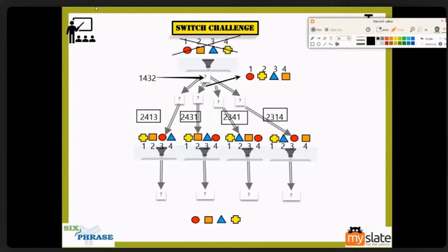going to be circle, which is 3, then 2, then 4, then 1. Next one is again 4, 2, 3, 1. And again 4, 3, 2, 1. And again what you have is 3, 4, 2, 1. So there you have it, guys.